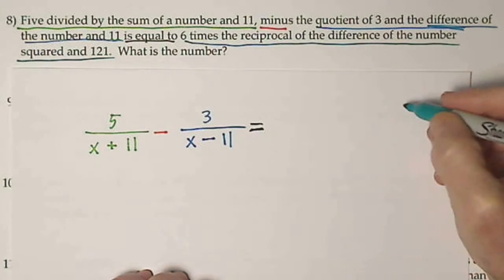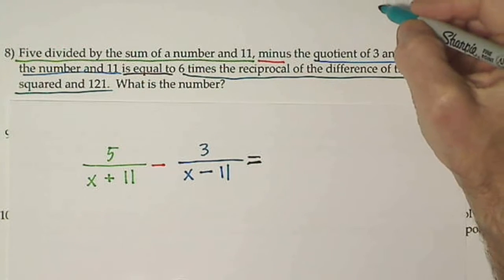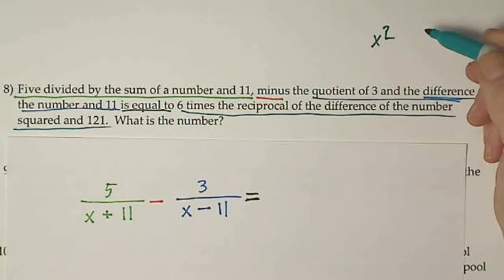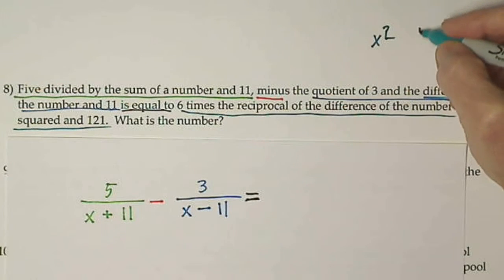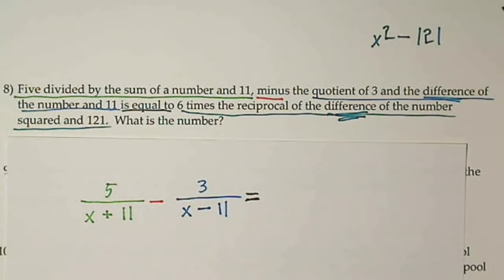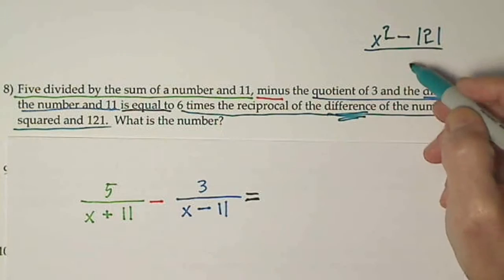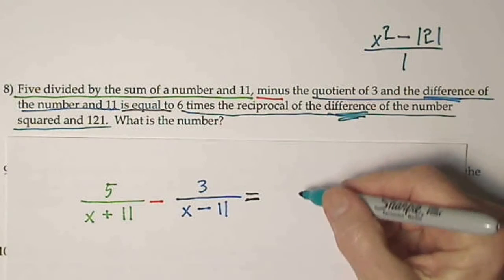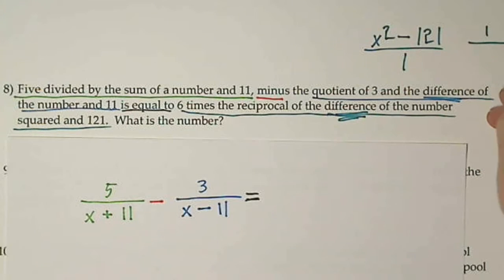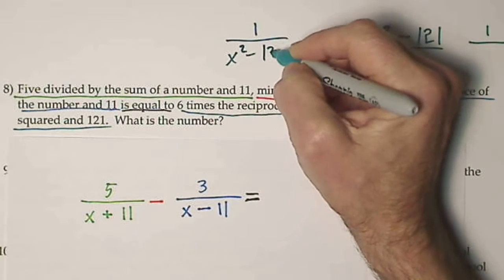Alright, the number squared, I'm going to write it off to the side and then put it up there. The number squared, and I'll put it up here. Alright, whoops, that's way off. There's the number squared, and 121. They want the difference, so we put minus between them, and 6 times the reciprocal. So the reciprocal of this will be 1 over, so let's do the reciprocal. 1 over, sorry, now I'll put it over here. 1 over x squared minus 121.